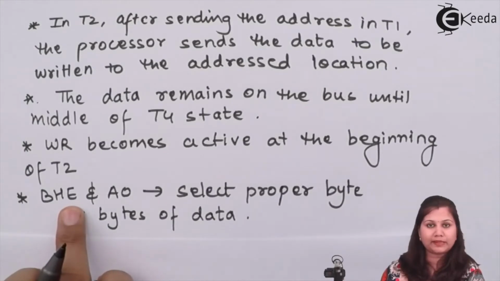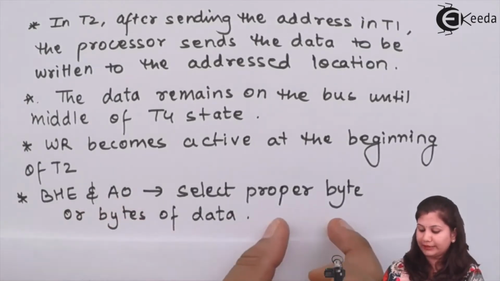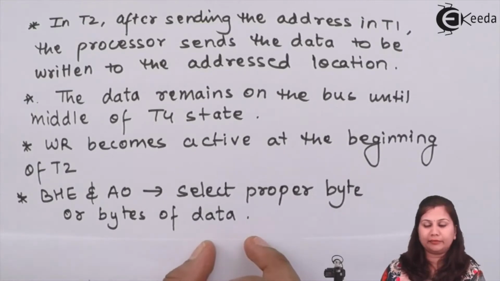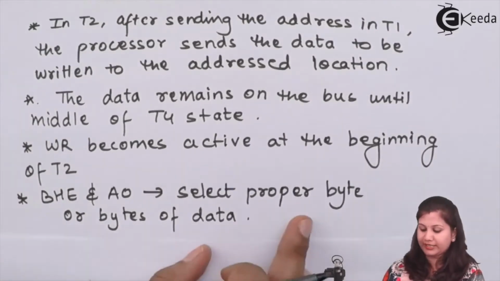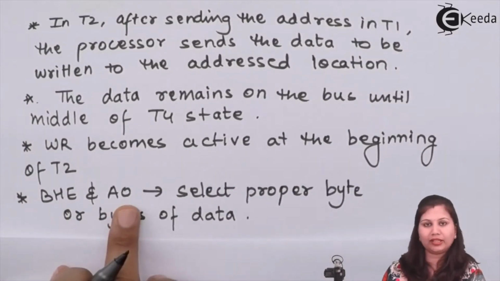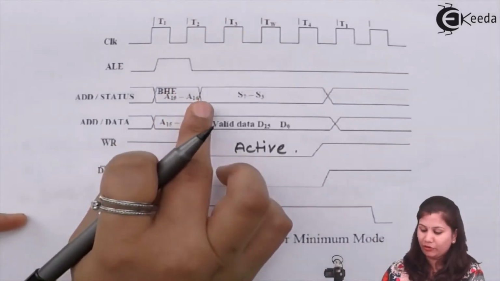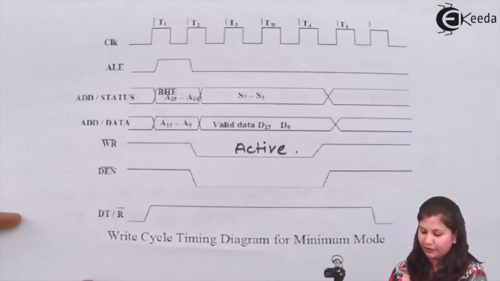Then we have the bus high enable and the A0 signals. These signals are used to select the proper byte or bytes of data. These signals will decide whether 8-bit data, meaning 1 byte, or more than 1 byte of data has to be transferred. So that is decided by bus high enable and the A0 signals. The A0 address line is here, and the bus high enable signal is also available.